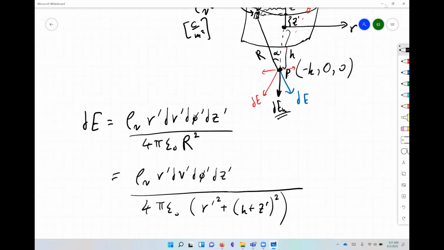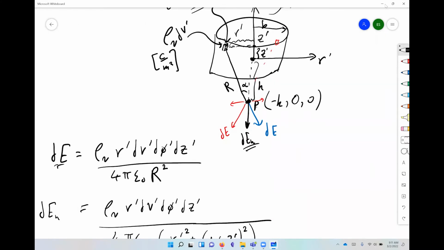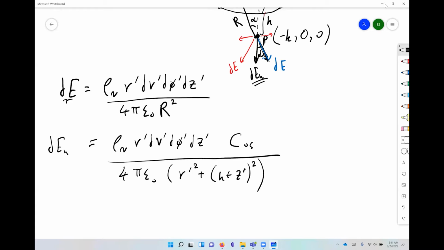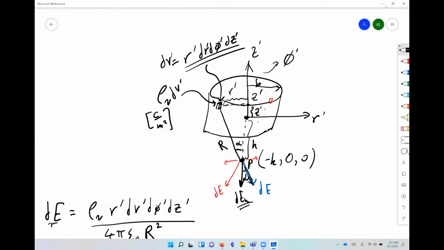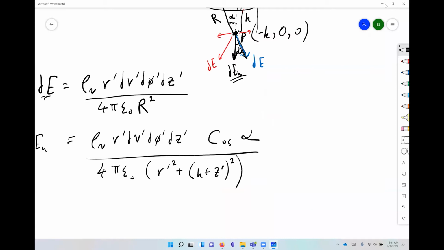Okay, and now we said we don't care about dE, we care about dEn, the normal element. How do we find the normal component? So this angle is alpha. The normal component is just going to be the radial component times cosine alpha. So this has to be multiplied by cosine alpha to get the normal component. What is cosine alpha for this triangle? Cosine alpha is the adjacent distance, z prime plus h, divided by the hypotenuse, which is r, which is the square root of r prime squared plus h plus z prime squared.